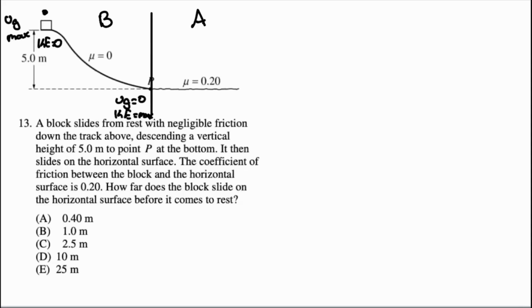And finally, it'll slide alongside this horizontal friction filled surface, and our UG is still going to be 0, and our kinetic energy is also going to be equal to 0 because it's allowed to come to rest, meaning that the energy at this point is also equal to 0. It doesn't possess any energy once it stops moving. So first, we want to find the speed of the object at point P.